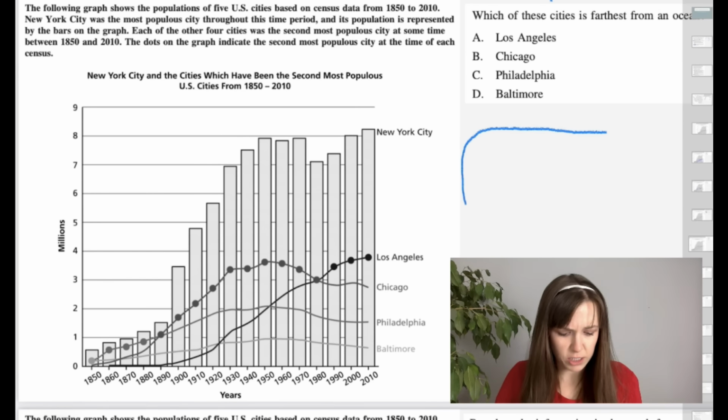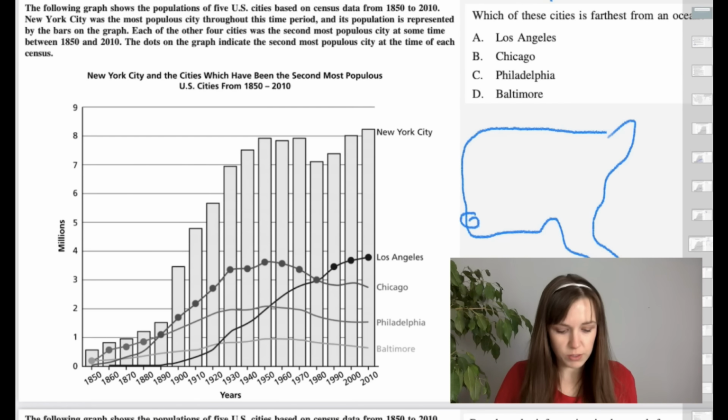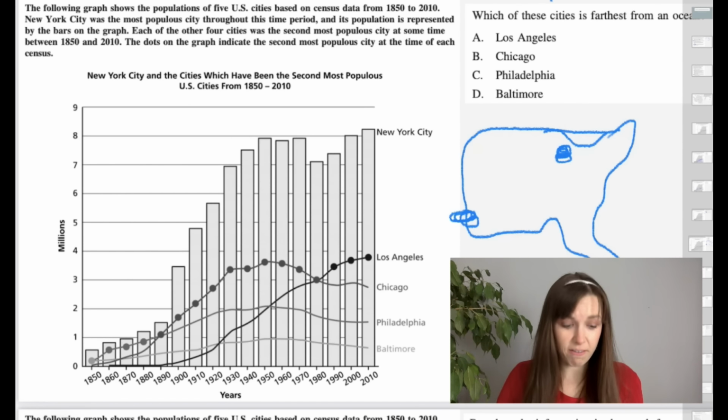Okay, so there's like Washington, California, then we kind of go down to Florida, up. That is a terrible map. Okay, but anyway, we can get the gist of it. All right, Los Angeles. It's in California, so it's right over here, right? Then we have Chicago, which is like right in here. Philadelphia is right over here. And Baltimore is right down here. So which is furthest from an ocean?